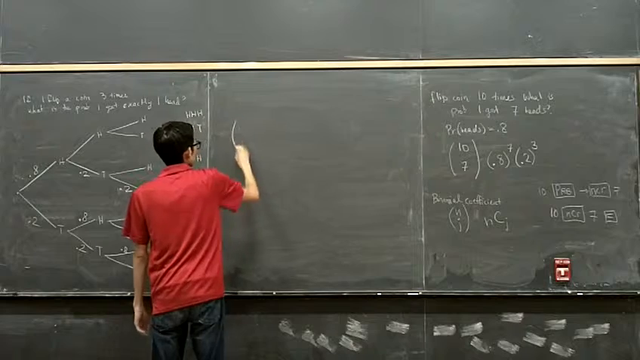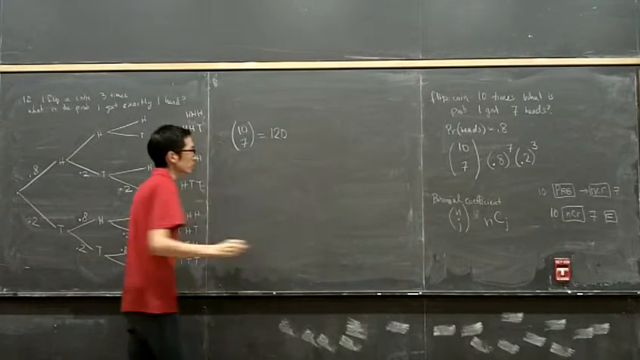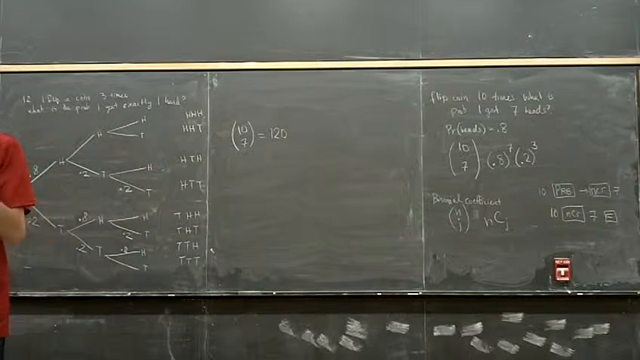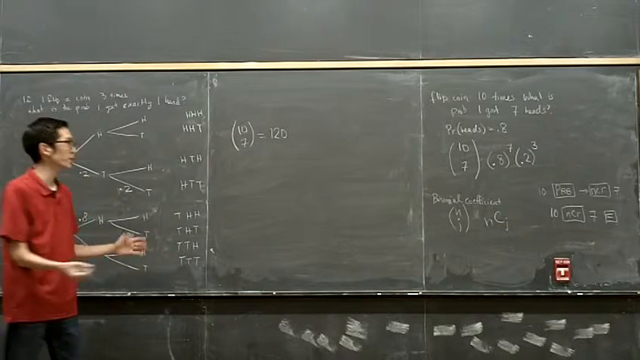So that says 10 choose 7 is equal to 120. And that means if I flip a coin 10 times, there's 120 different arrangements where 7 of them are going to be heads, right?